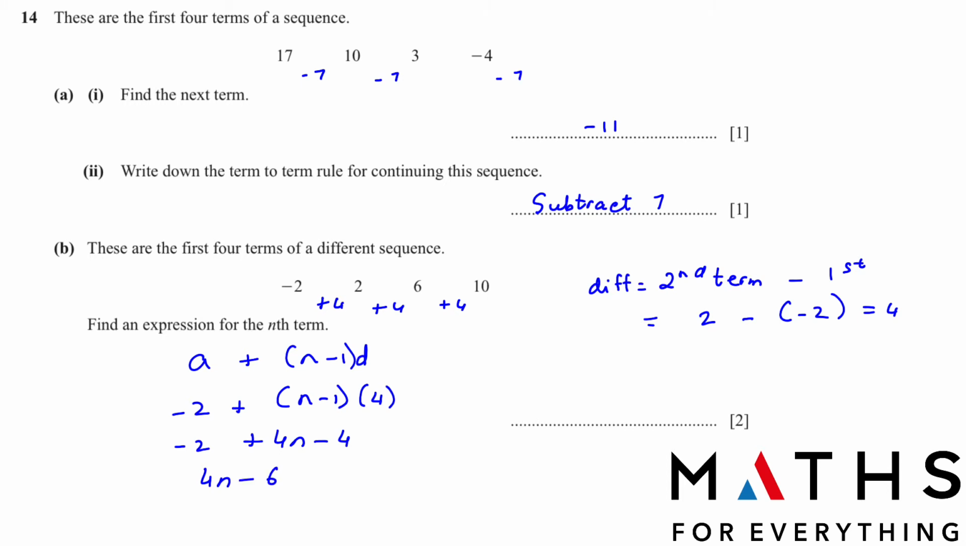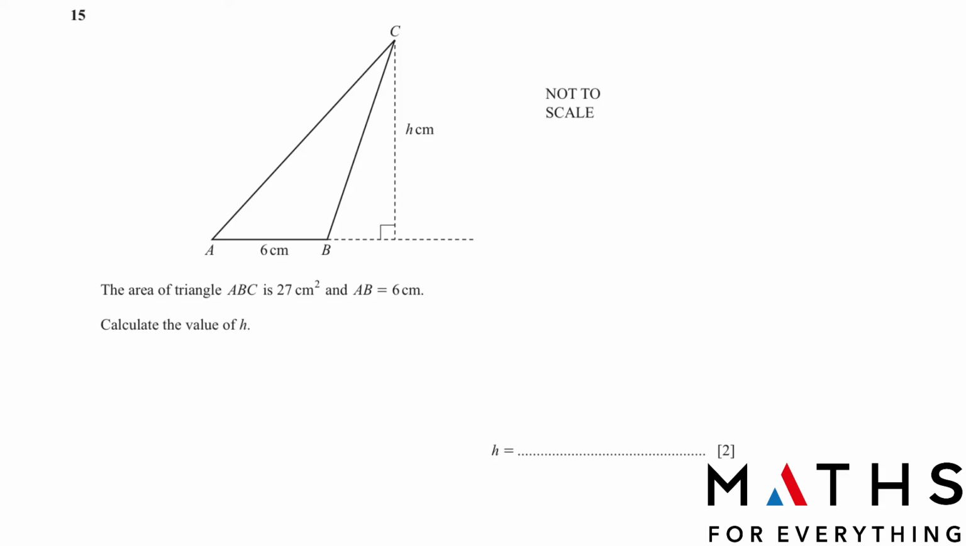That is our answer. The other way to do it directly would be, we write our difference. Our difference is 4. We write it with n, 4n. And then from our first term, we subtract the difference. Always we subtract. So negative 2 minus 4 will give us negative 6. This is a short way of doing it. Question number 15.